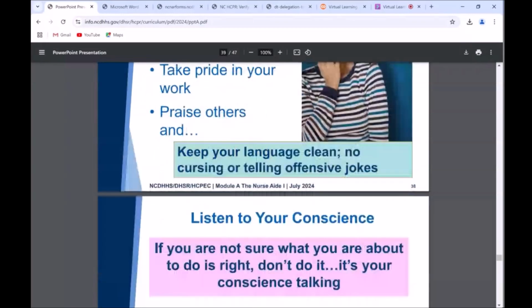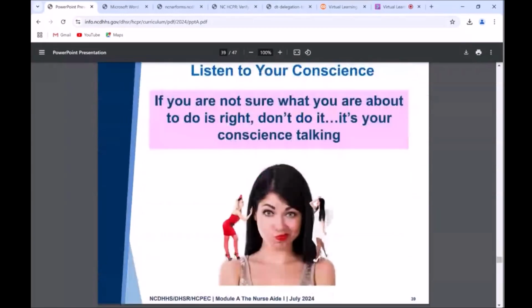And this slide says, listen to your conscience. If you are unsure what you are about to do is right, don't do it. It's your conscience talking. All right. So think about the qualities that we just listed and think about how you match up with personal and professional qualities of the nurse aide as an employee. What qualities are important to have when you care for a resident in a long-term care facility?